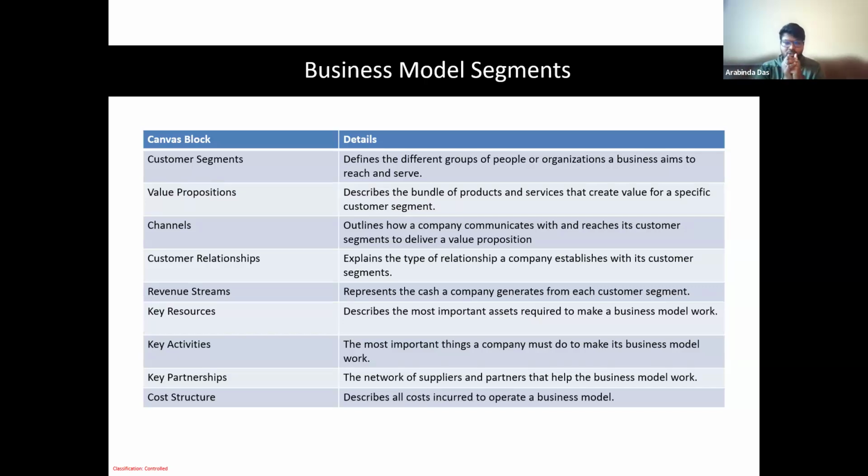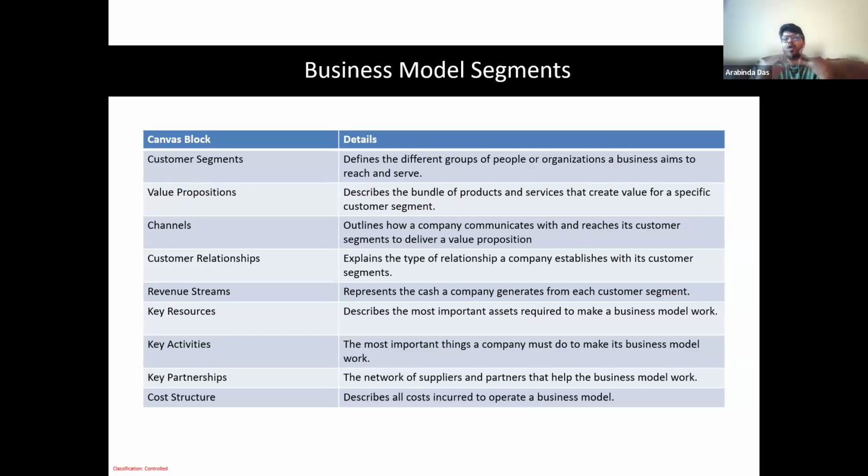What is the customer relationship? Customer relationship is how you're trying to build that relationship. Is it through some chat function that you have with the customer, or a self-service portal, or a community event, or something like that? Or you are traveling to the customer every day and trying to build that kind of relationship with them. So that is where you have to establish what type of relationships you are trying to put with the customer.